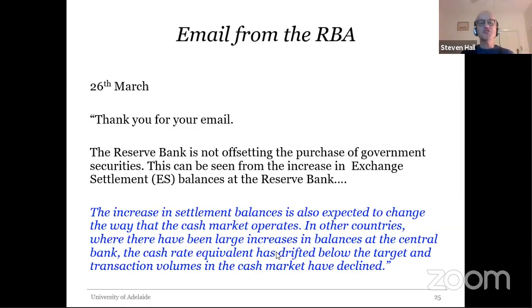One of my colleagues, one of the tutors on my first year course at uni, sent an email to the RBA, and this was the reply that he got to that email. Thank you for your email. The Reserve Bank is not offsetting the purchase of government securities.